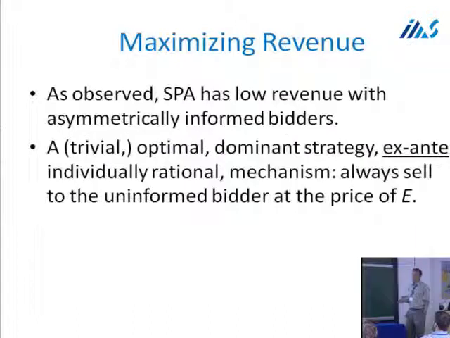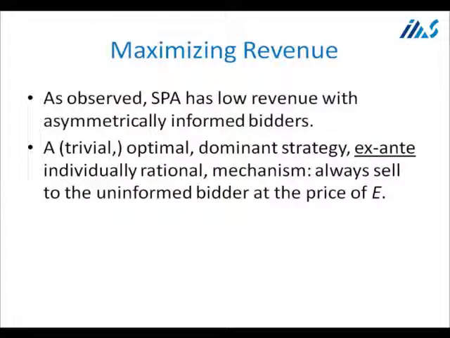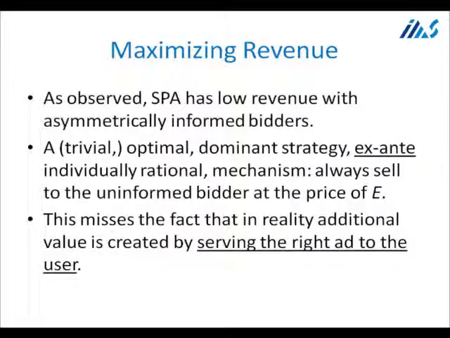But it's actually quite trivial to get excellent revenue. Let's just block these cookies. Don't let anyone see any information. Or alternatively, always allocate it to the uninformed bidder and just ask him to pay the expectation. And then we have perfect revenue. But clearly, this misses the entire point of these exchanges. The entire point of these exchanges is to enable the advertisers to use the cookies that they have on the user's machine to show specific ads, to do what's called ad targeting, to show specific ads to this specific user in order to boost the value over just the common value.